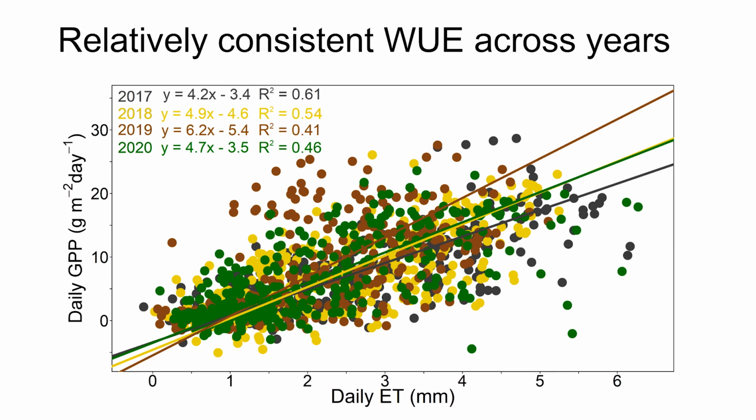And the colors of the dots represent different years. And you can see these lines, where the slope of these lines is what we call water use efficiency. So that's the intrinsic relationship between photosynthesis and water loss. And there wasn't too much difference. There's a little bit of difference in 2019, but for the most part, they're relatively consistent across years, which means that even though precipitation changes across years, the growth was relatively similar, which I was pretty surprised by.